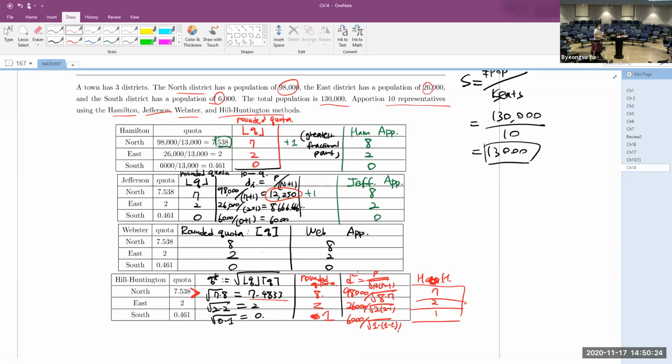And here we choose the smallest number because it is d minus. So we need to decrease our seats instead of increasing our seats. And when we decrease our seats, we need to choose the smallest divisor instead of the largest divisor. And in this case, if you calculate this, then this should be 13,000 something, and this should be 18,000 something, and this is infinite. So the North should give up one seat, right?